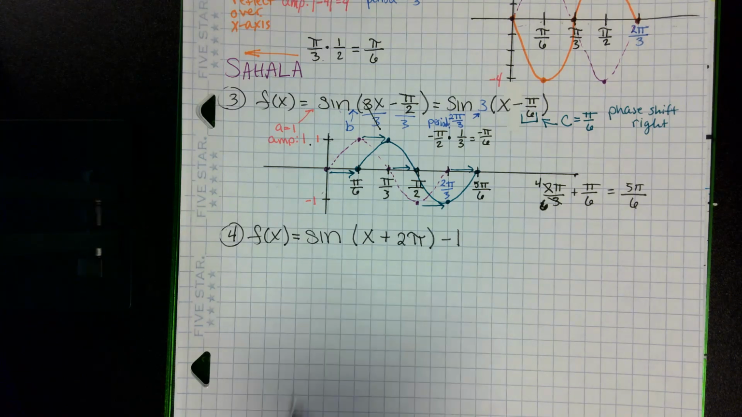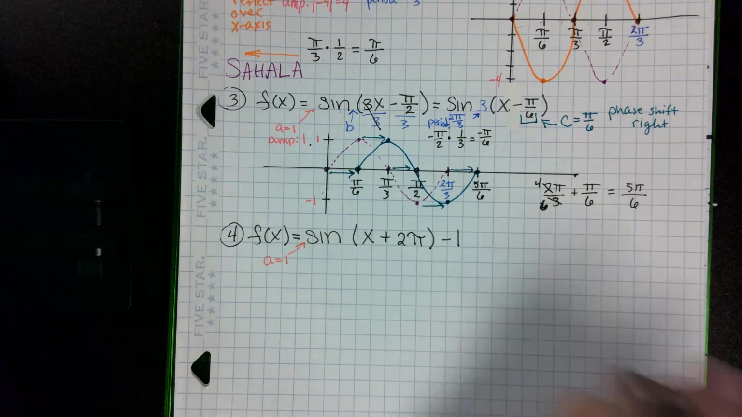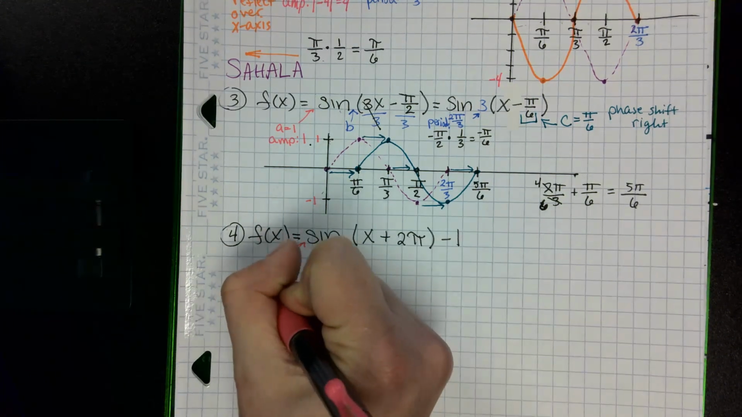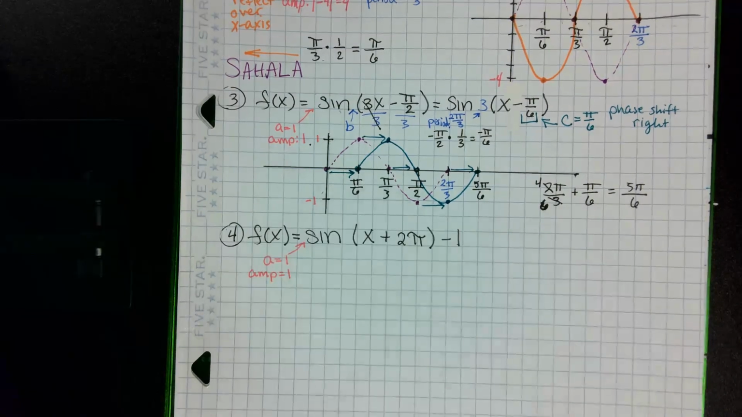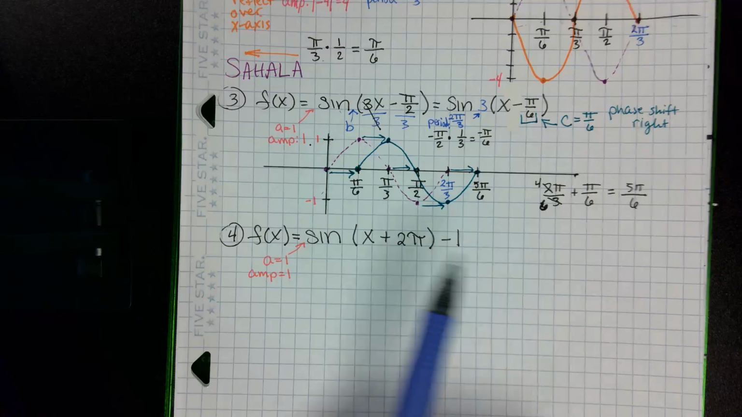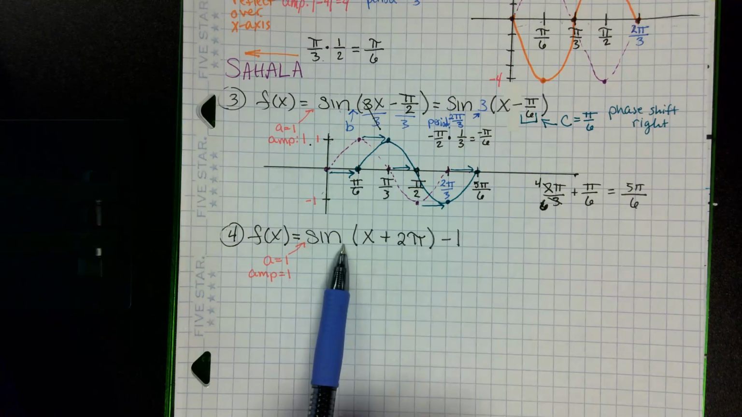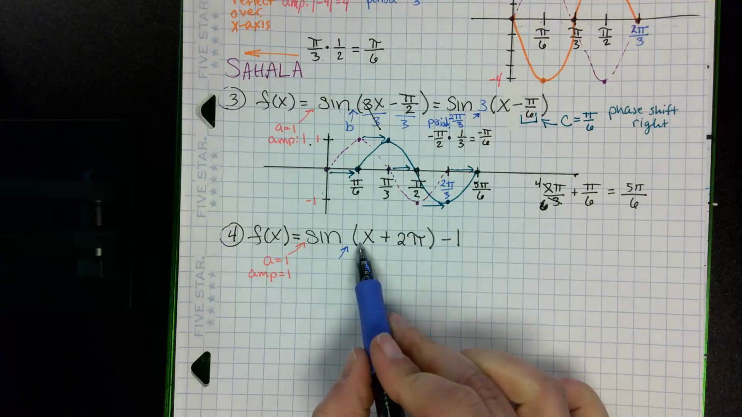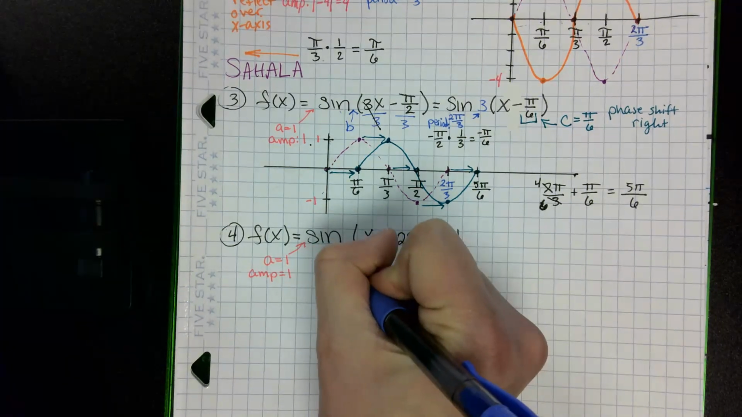Start with A. In front of sine, there's nothing there, so that's 1 sine. So A equals 1. The amplitude is the absolute value of A, so the amplitude equals 1. The B value, it's in front of X, but in front of X is parentheses. Lucky for us, this is a 1x, so whenever we factor out a 1, it doesn't change anything. So there's nothing there, but there's also not a number right here, so we're good. So B equals 1.